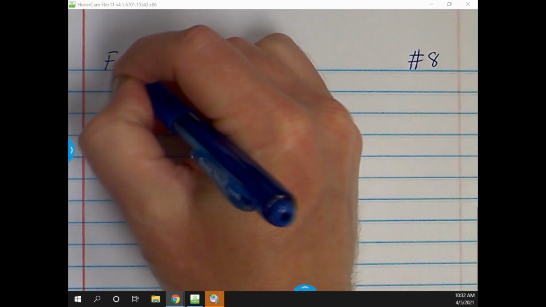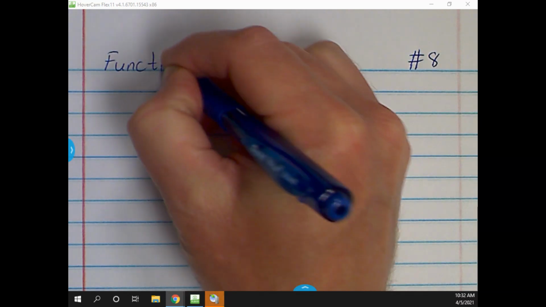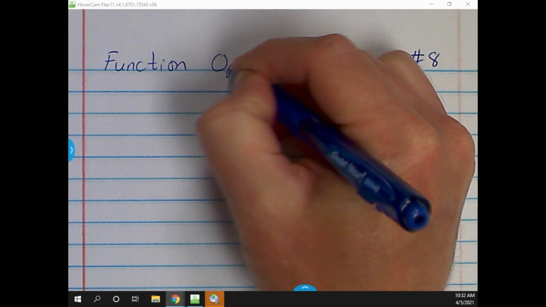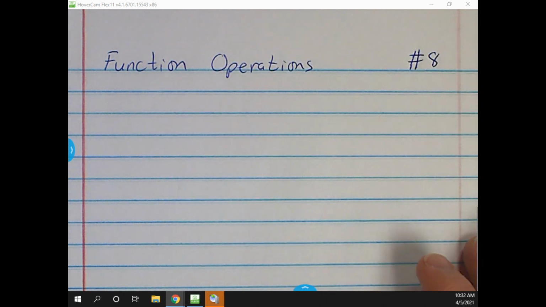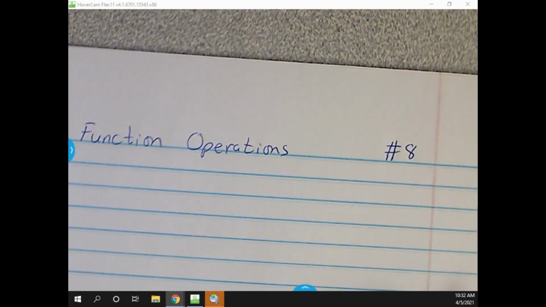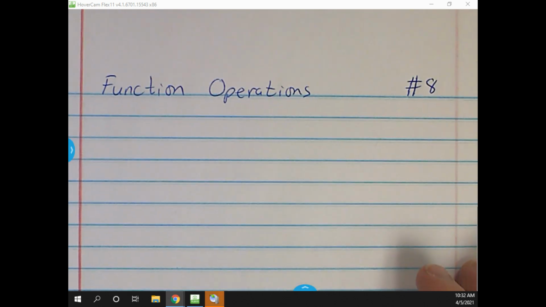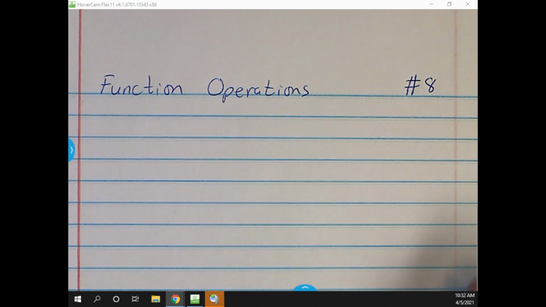So what we're looking at today is function operations. And it sticks to basically the basics of everything that we're looking at when it comes to functions. We're going to add, subtract, multiply, and divide.